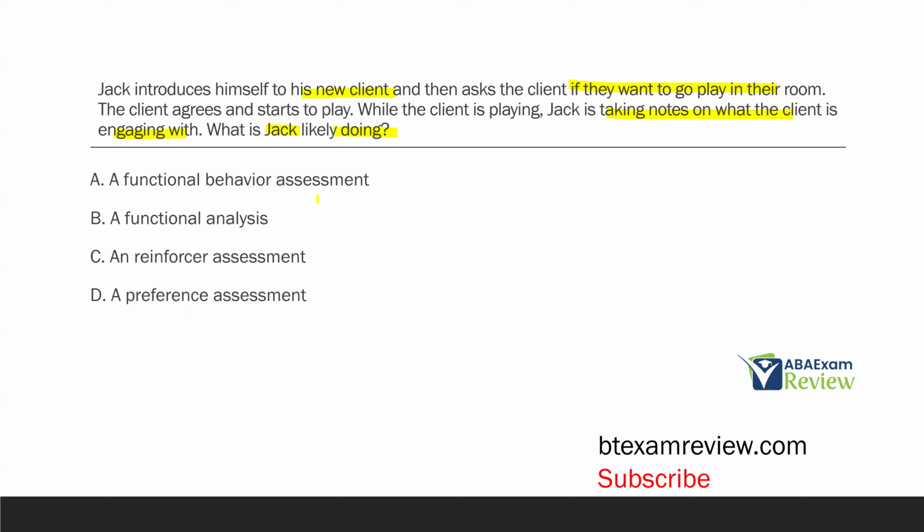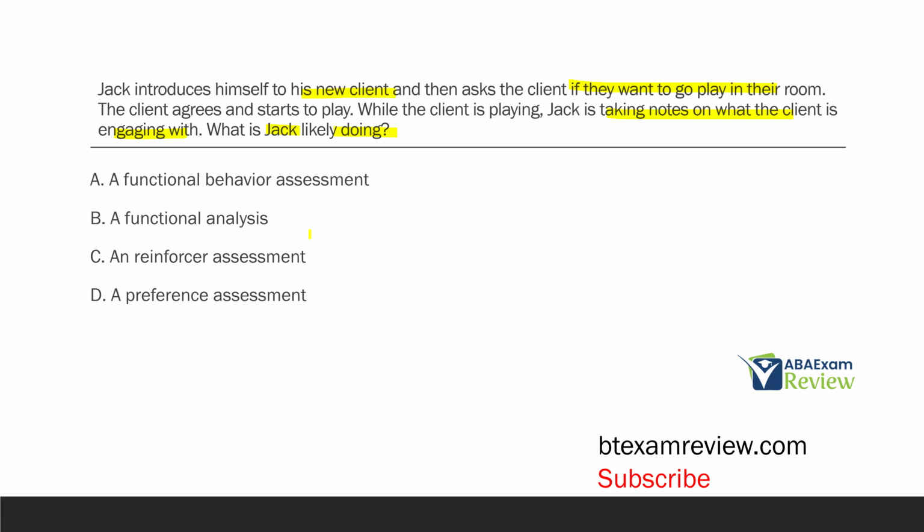A, a functional behavior assessment. When we talk about a functional behavior assessment, we're talking about a full plan where we're trying to analyze the environment, we're analyzing indirect data, we're trying to figure out the functions. It's a full comprehensive assessment. Jack is simply sitting and taking notes on what the client is engaging with. So he's not doing a full FBA here.